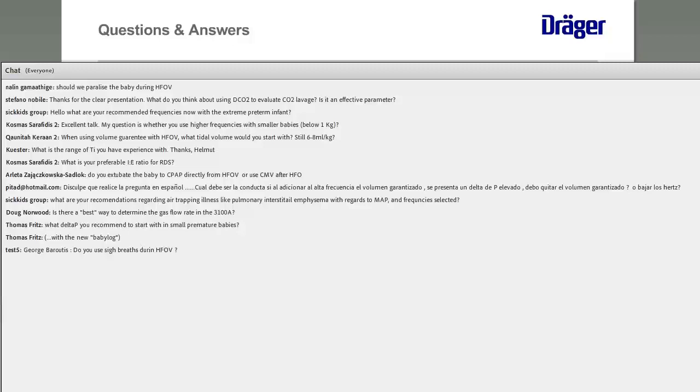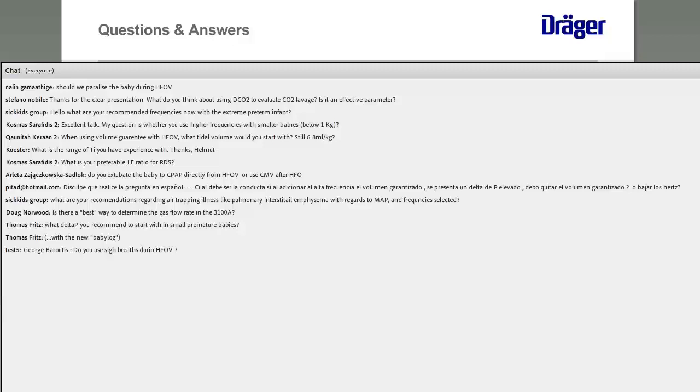But the flow is going to be directly related to the delta P that is going to generate volume during tidal ventilation, during high frequency ventilation. So if we need higher tidal volume during high frequency ventilation, then we increase the flow of the sensor.